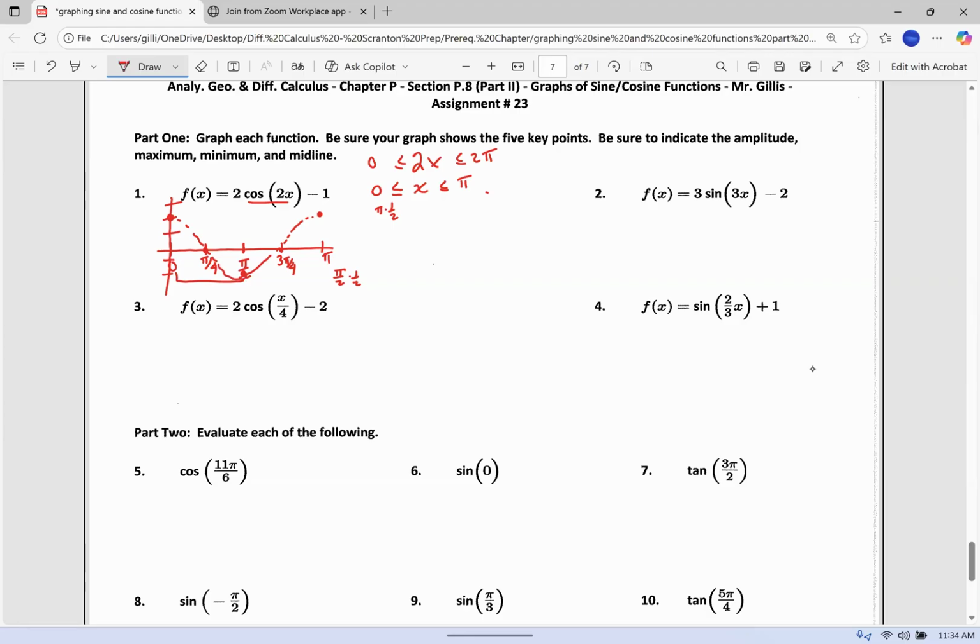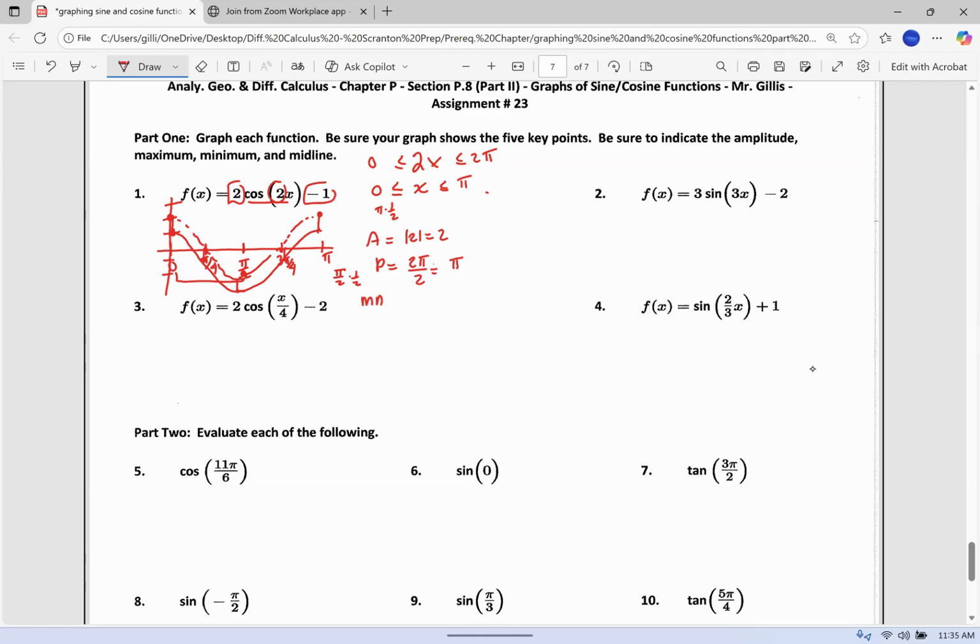And then the final graph is dropping everything down 1. And this is where I'm having that challenging part of dropping everything down 1. The amplitude, to answer the questions, is the absolute value of the coefficient, which is 2. The period is always 2 pi divided by this value 2, which is just pi.